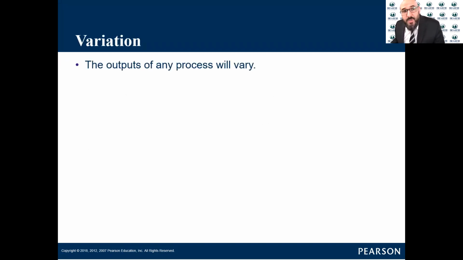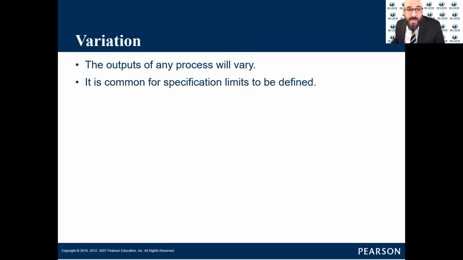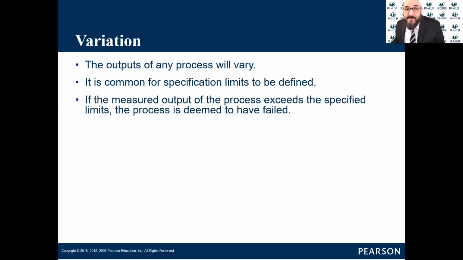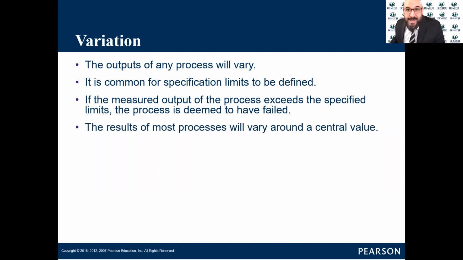Variation, as you know, we did talk about it, is that the output of a process may vary from one product to another, from one item to another. Therefore, it is common to provide some specifications, and they should be defined. If the measured output of the process exceeds the specified limits, the process is deemed to have failed. So the results should be within the specification limits in order to pass the process.